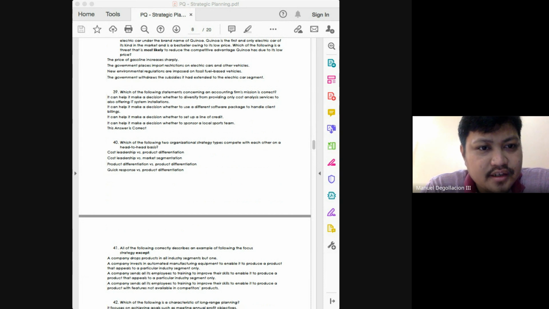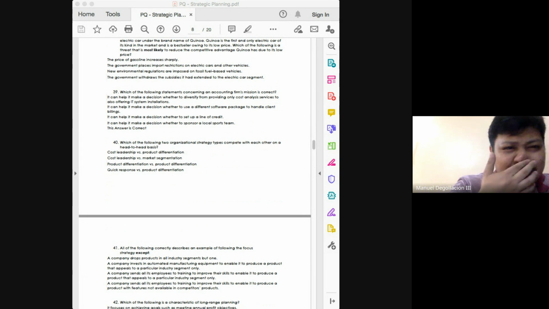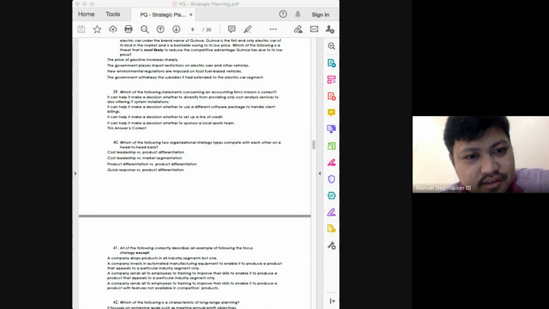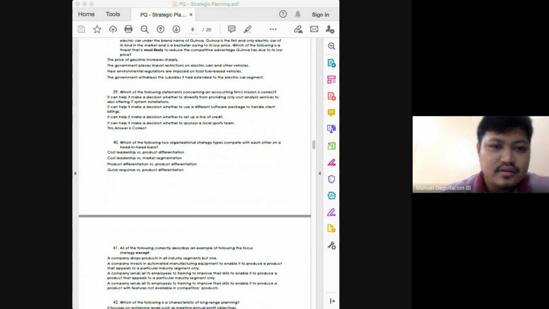It can help make a decision whether to use a different software package to handle client billings. This is more on operations already than the range of the products that will be implemented. It can help it make a decision whether to set up a line of credit. Again, this is more on operations. It can help it make a decision whether to sponsor a local sports team. Okay, so out of the choices, the best answer here would be the first option. The mission statement can help decide whether to provide only a cost analysis service or to also offer IT system installations.